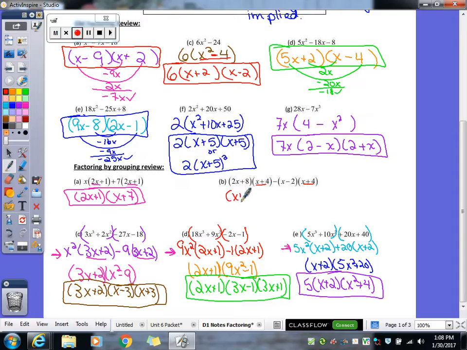X plus 4, so that goes out in front. And then we have 2x plus 8 minus x minus 2. That's the tricky part for that one. You have 2 binomials in that second set of parentheses that you then need to combine your like terms for. So I'm going to distribute the negative sign. So I have negative x, positive 2. So 2x minus x would give us an x. 8 plus 2 would give us a 10. So then we get our answer, x plus 4 times x plus 10 for that one.